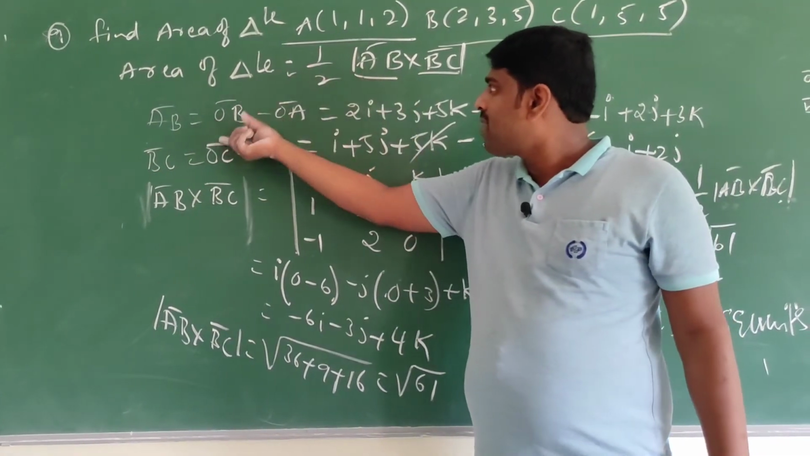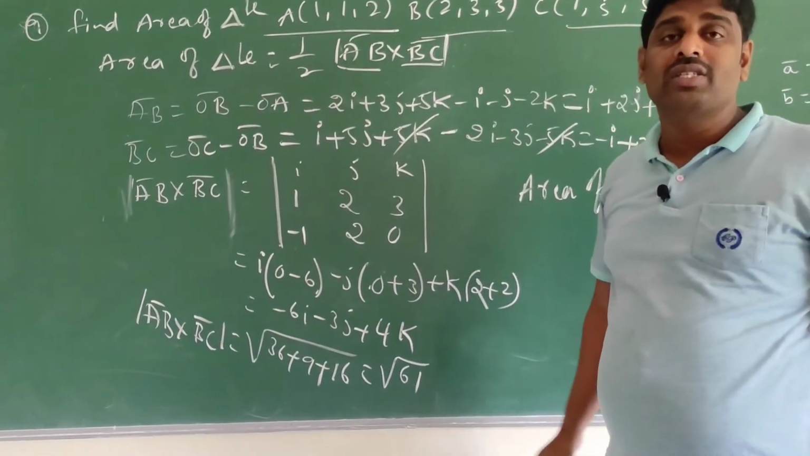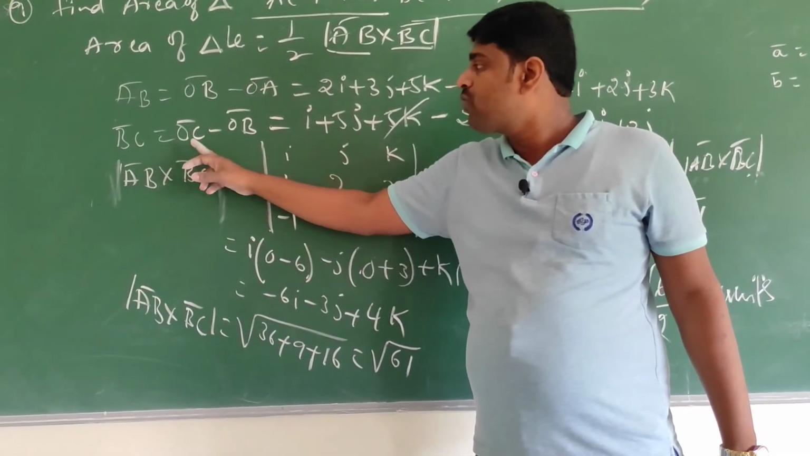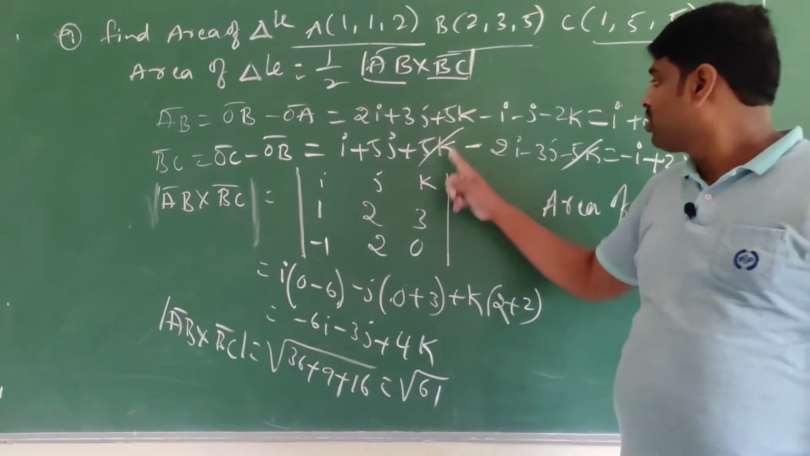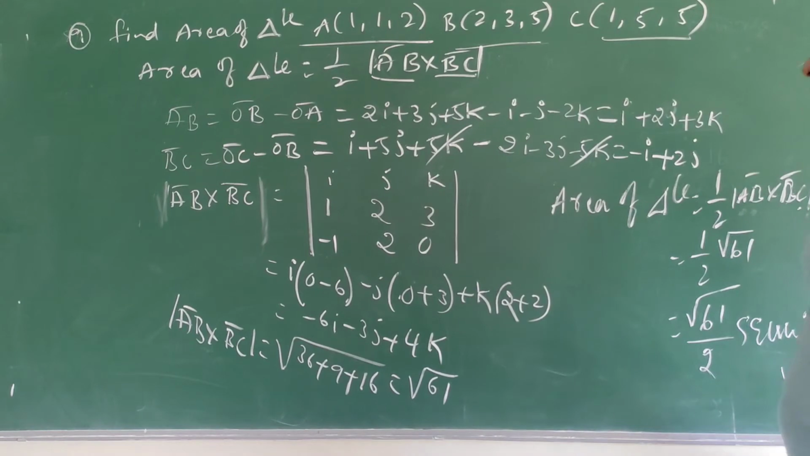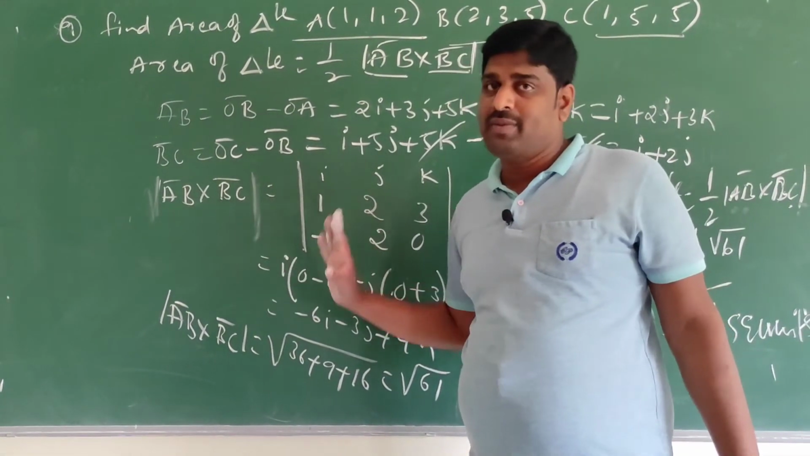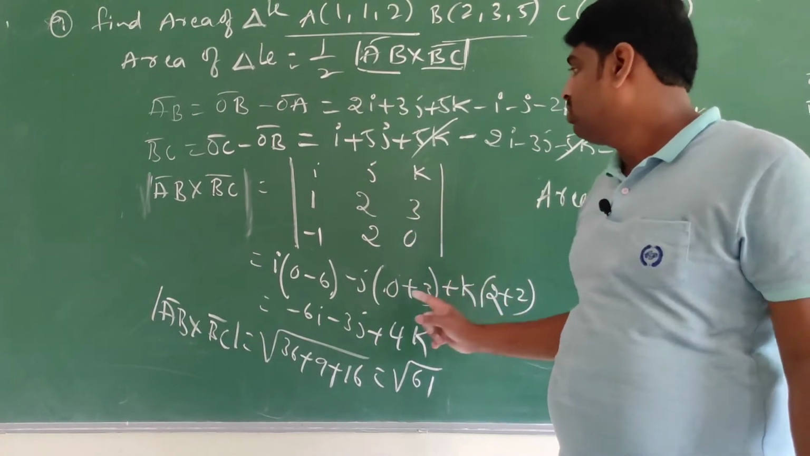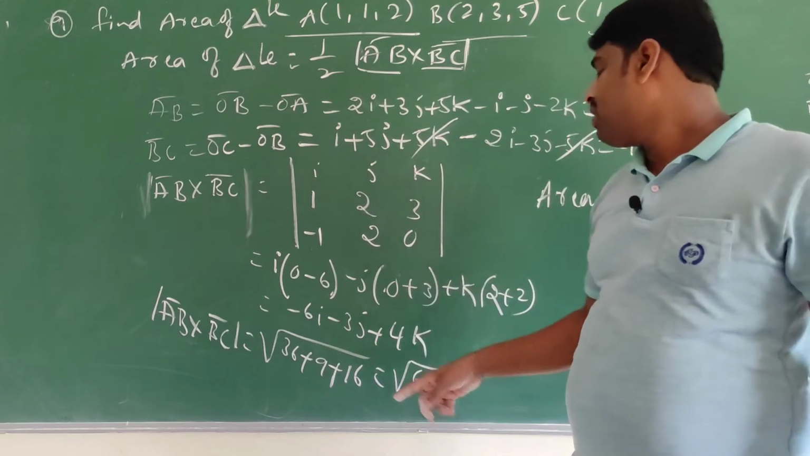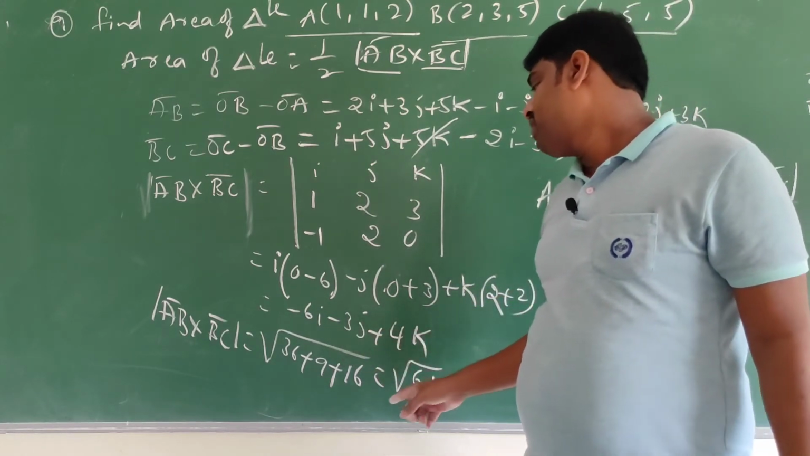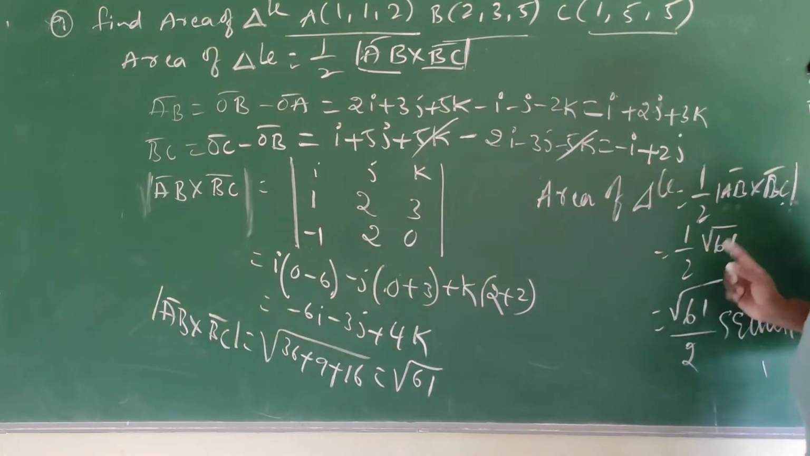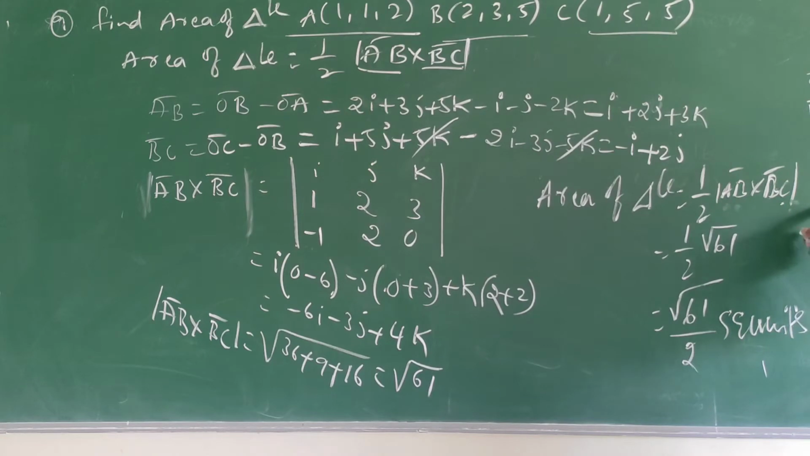First I have to find AB bar. When points are given, those are position vectors. That is AB bar equals OB bar minus OA bar, BC bar equals OC bar minus OB bar. Substitute the values, you will get AB bar and BC bar. Now I have to find AB bar cross BC bar. Determinant of I, j, k, 1, 2, 3, minus 1, 2, 0. Expand this determinant, you will get minus 6i minus 3j plus 4k. That is square root of 36 plus 9 plus 16, that is square root of 61. Area is 1 by 2 magnitude of AB bar cross BC bar, that is square root of 61 divided by 2 square units.